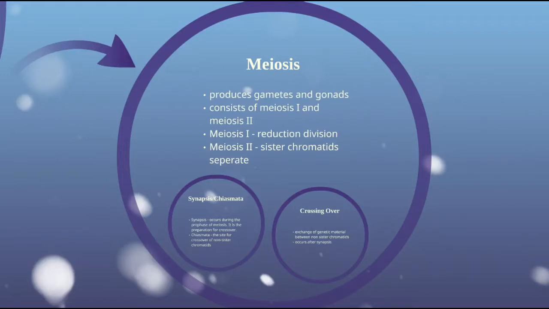Meiosis II is like mitosis in that chromosome number remains the same. Sister chromatids separate; they uncouple at the centromere.